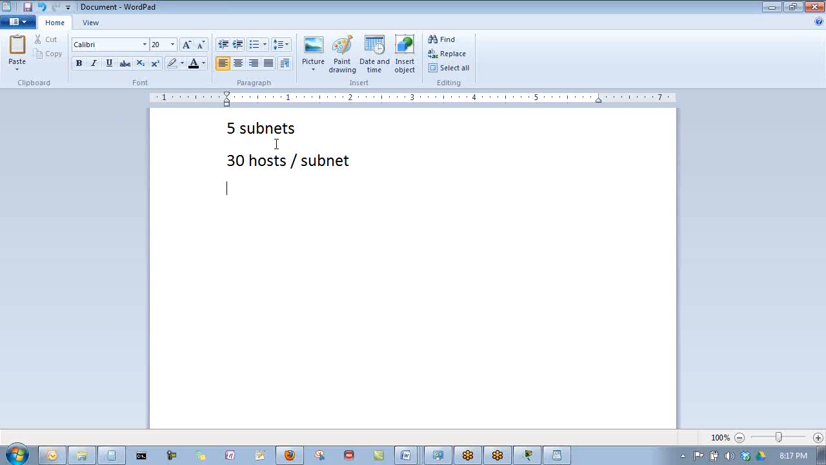Using our equation, in terms of the number of subnets, if we say 2 raised to the power of number of subnet bits equals the number of subnets. So if the number of subnets equals 5, that's what I need. I need somebody to tell me how many subnet bits do I need to have, okay?